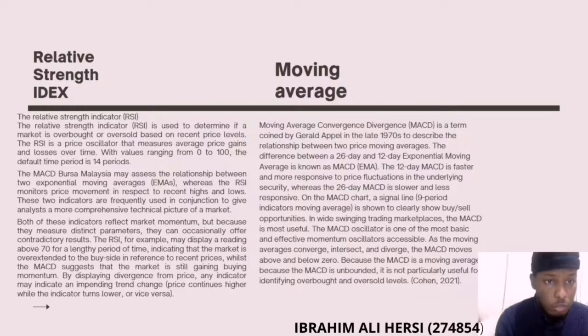These two indicators are frequently used in conjunction to give analysts a more comprehensive technical picture of a market. Both of these indicators reflect market momentum, but because they measure distinct parameters, they can occasionally offer contradictory results. The RSI, for example, may display a reading above 70 for a lengthy period of time, indicating that the market is overextended to the buy side in reference to recent prices, while the MACD suggests that the market is still gaining buying momentum.